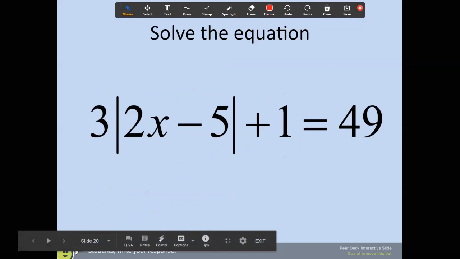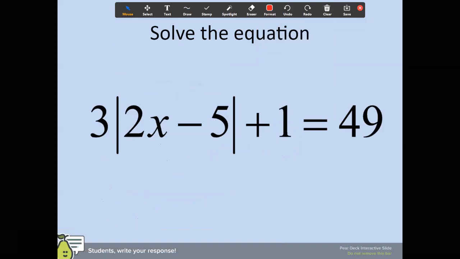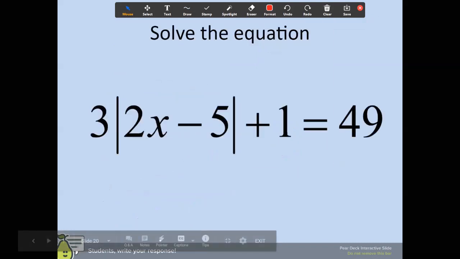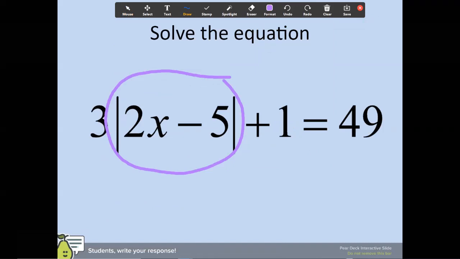On 20, we're solving this absolute value equation. Again, our first step is to get this absolute value by itself. That's what I want to do first. That's my first step. So I'm just going to write it above, just to give myself some space.